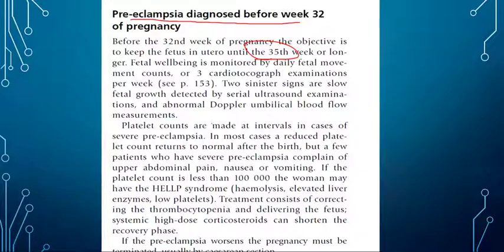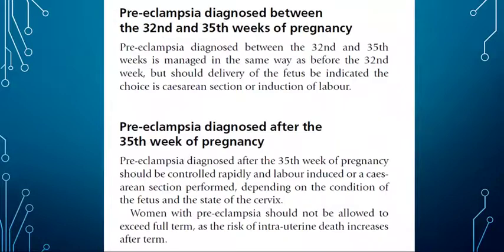Okay. So that's what usually we would do. Also, we will monitor the patient. We will do Doppler umbilical blood flow. We will do serial ultrasound, CTG. All of these things will be done regularly. Then if a patient develops preeclampsia between 32 and 35, it's the same thing. Normally, we would like to prolong it until 35 weeks of pregnancy.